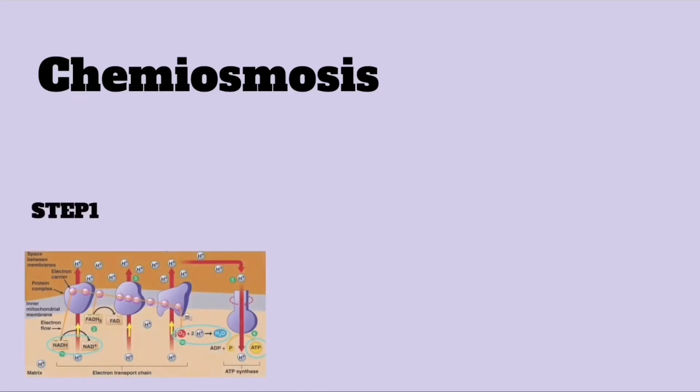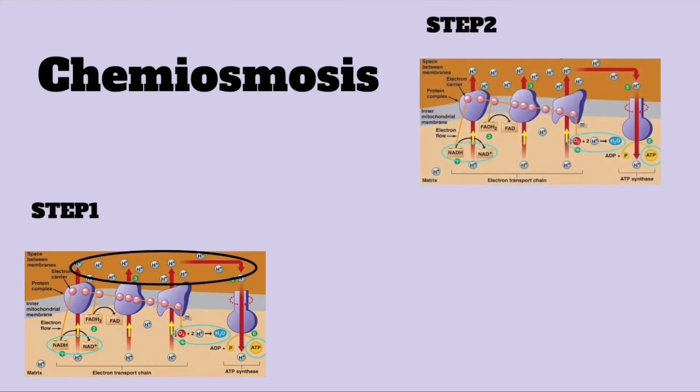The next step is chemiosmosis, or ATP synthesis. The first step is the electrochemical gradient produced by the build-up of hydrogen ions in the intermembrane space, which now has a large amount of potential energy ready to be released. The second step: the hydrogen ions will move down the concentration gradient into the matrix through ATP synthase, by using the channel protein.